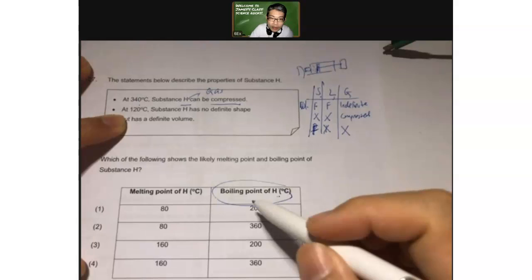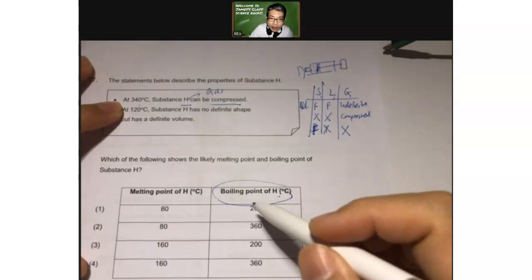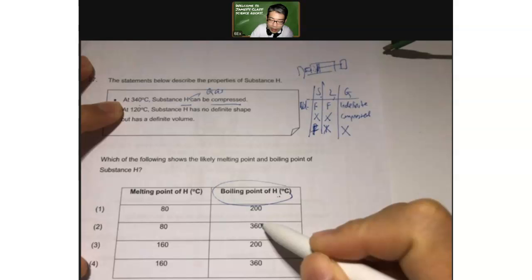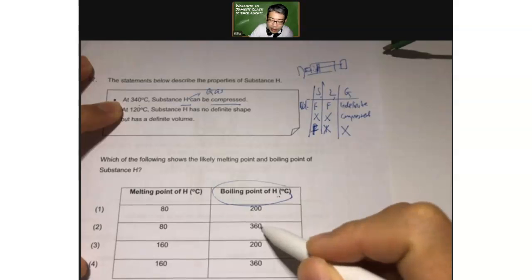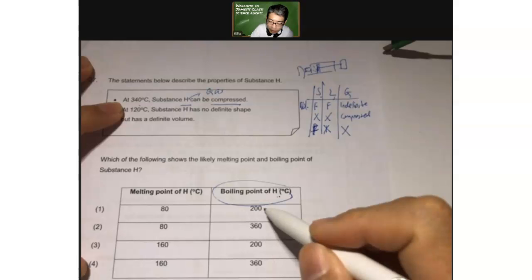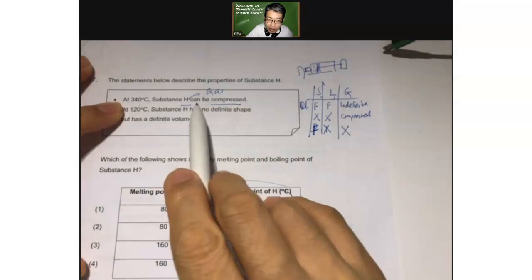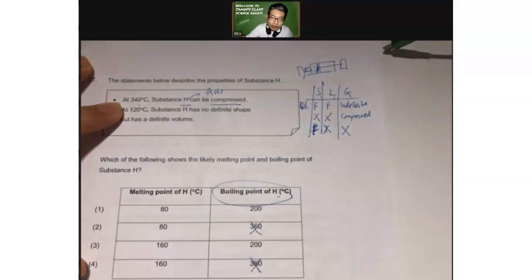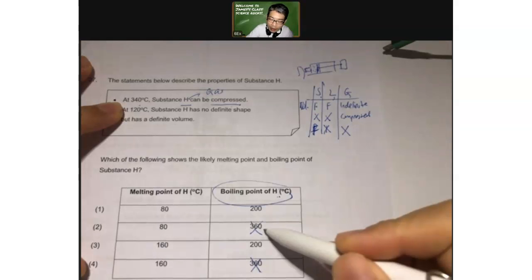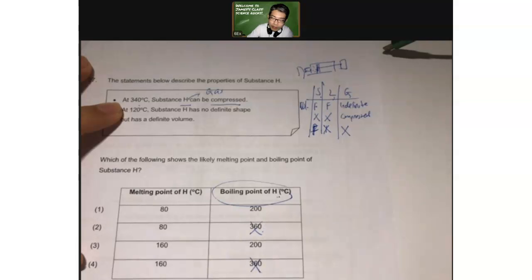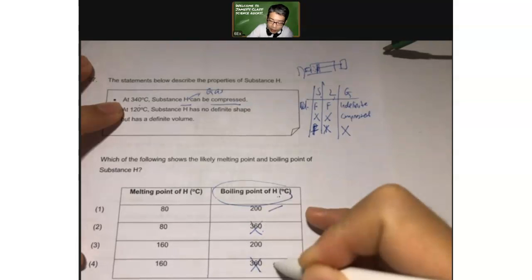So, if this is the boiling point of H, therefore, any temperature above this, okay, what is the boiling point of H? It cannot be this, and this cannot be higher than 340. What can be the boiling point of H? Can it be 200? It definitely cannot be 360, because this means that at this temperature, H is already a gas. So it must have converted into a gas before 340 or at 340, not above that. So it must have boiled early on. So it's either 1 or 3.